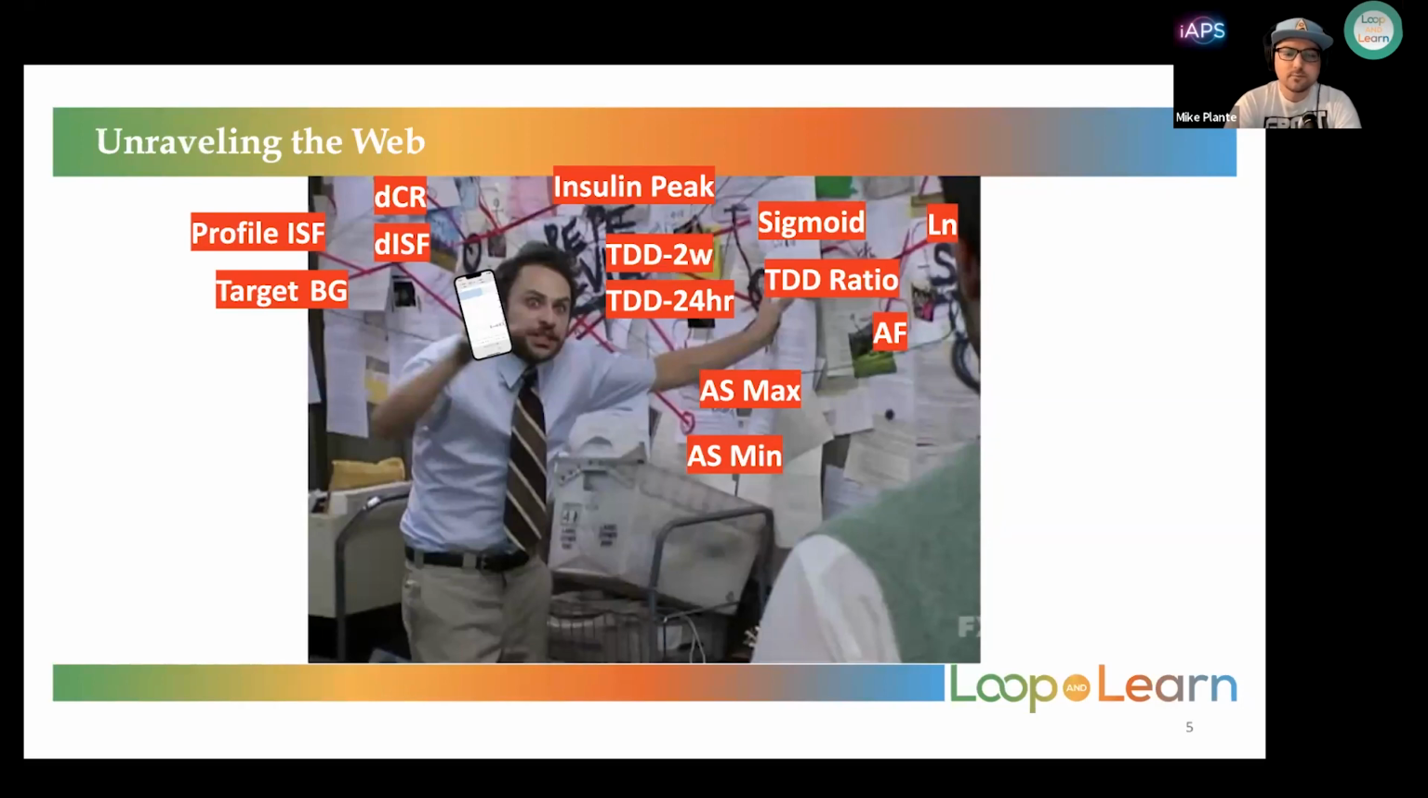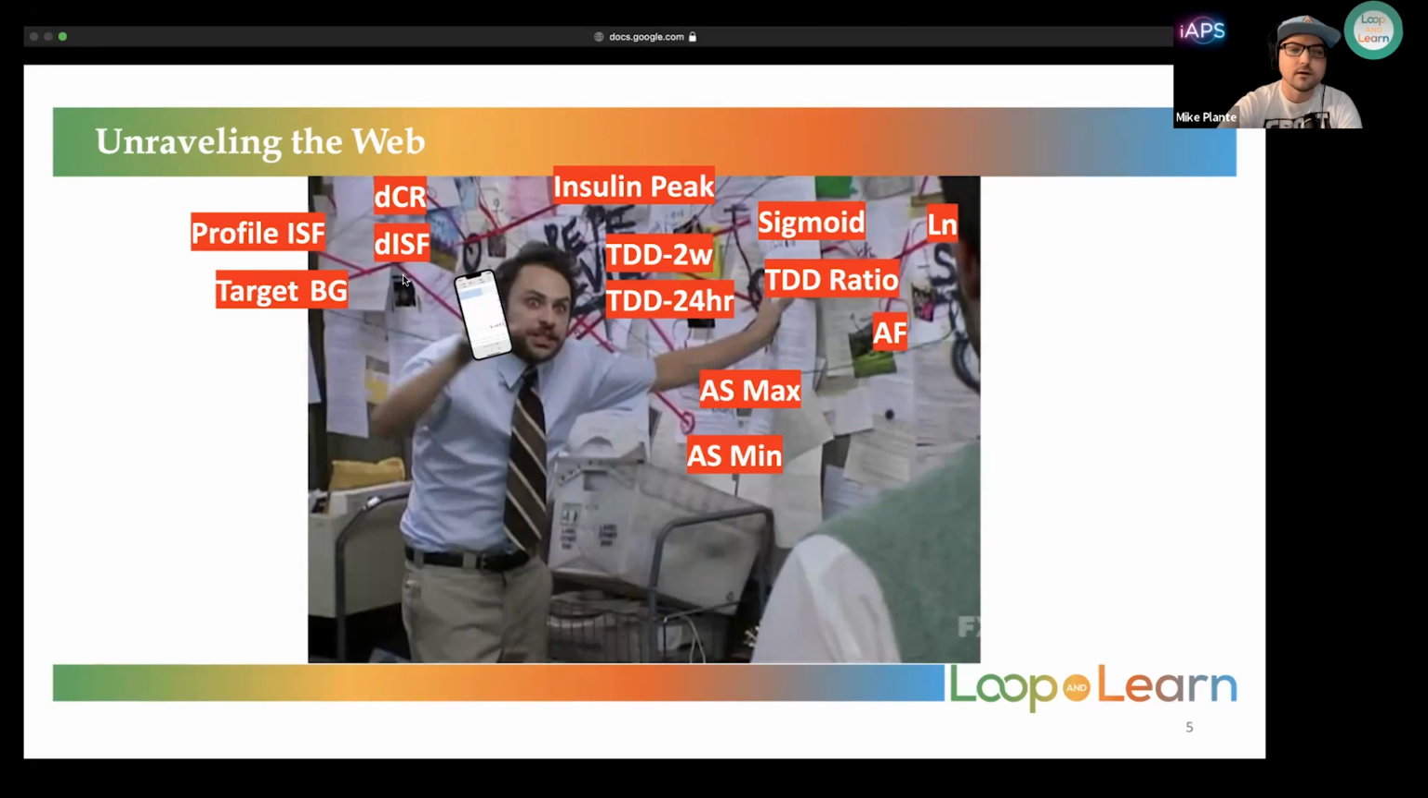So part of the problem with the dynamic settings is that there's so many different settings that you can set, and they all affect everything, and some of them affect other settings. So this is just kind of a web of a bunch of different settings that are available in iAPS with the dynamic settings. So we've got dynamic ISF, profile ISF, your target blood sugar, dynamic carb ratio, the insulin peak, so whether you're using Fiasp or Lyumjev or Humalog or whatnot, sigmoid, logarithmic, your total daily dose from the past 2 weeks, as well as from the past 24 hours, and your adjustment factor, your autosens min and your autosens maximum. So all of those different settings can be a little bit hard to figure out how they all work together, which is why we have some graphs.